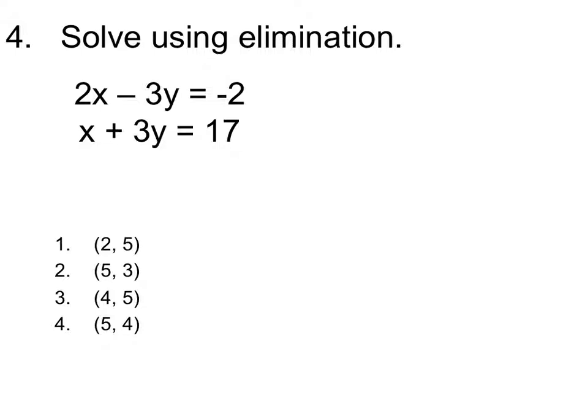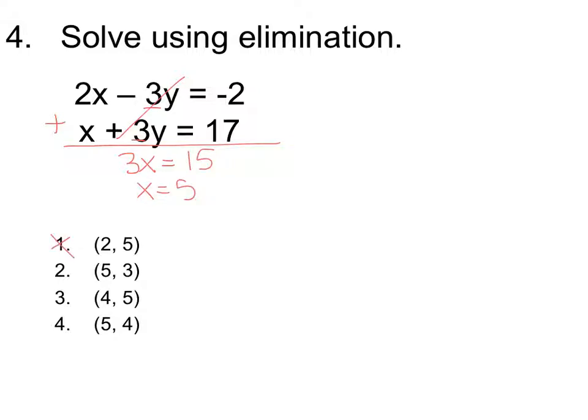So example 4, I have a multiple choice up here. Nice thing about multiple choice is you can always plug in these and see which ones work. But this one's actually a pretty easy one just to start solving. I see that my y's already have the same coefficient, and because they're opposite signs, I can use addition to eliminate because -3 plus 3 is gone. So then 2x plus x is 3x, and then -2 plus 17 is 15. So then x is 5.